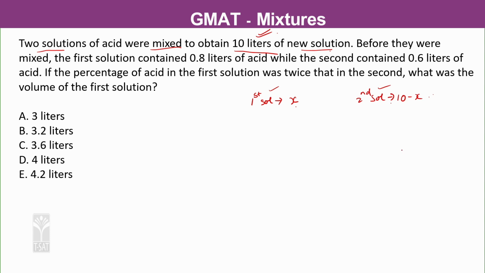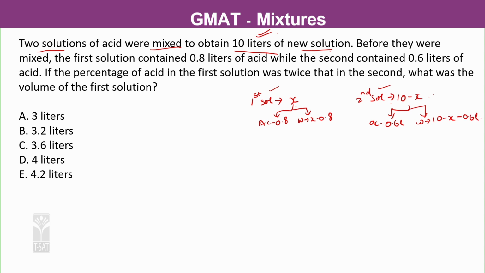Now, before they were mixed, the first solution contained 0.8 liters of acid, whereas the second contained 0.6 liters of acid. So, the first has acid of 0.8 liters, so water will be x minus 0.8, and the second solution had acid as 0.6 liters. So, the water content will be equal to 10 minus x minus 0.6 liters.